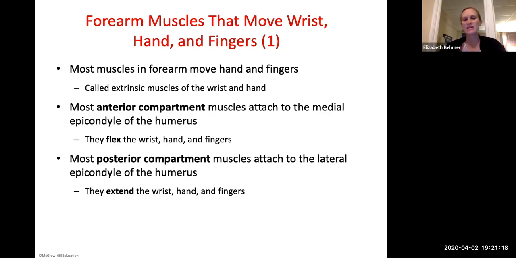The nice thing about these is that all of the muscles on the anterior side of your forearm will all flex the wrist, the hand, and the fingers, and that makes sense. If these guys contract, they'll all flex your fingers and flex the wrist. The posterior side of the forearm, the posterior compartment, will all extend your fingers or extend your wrist. So anterior flexes the wrist, hand, and fingers, and posterior extends the wrist, hand, and fingers.